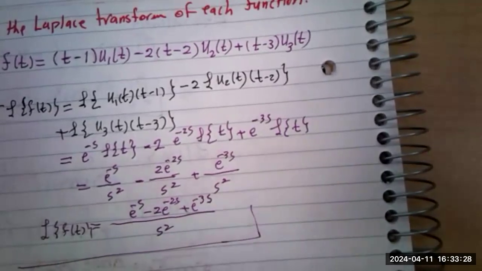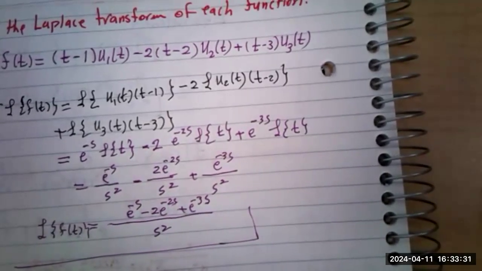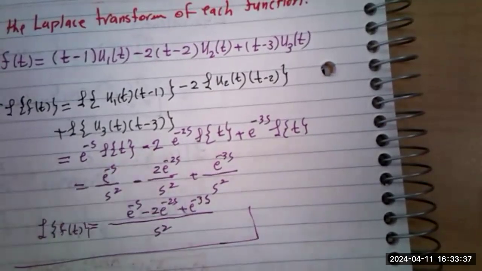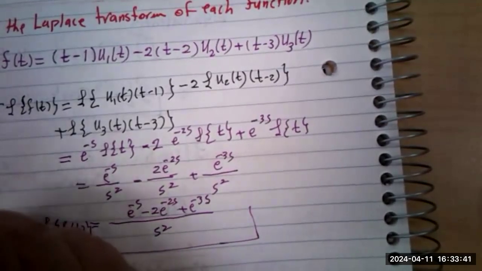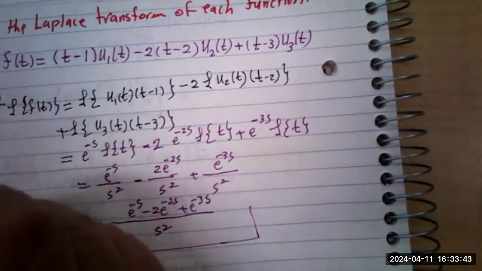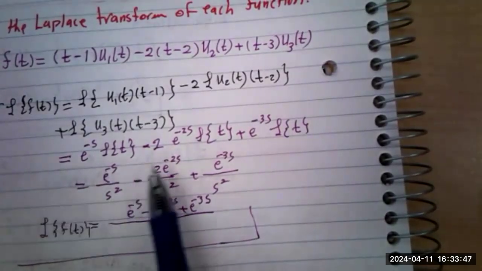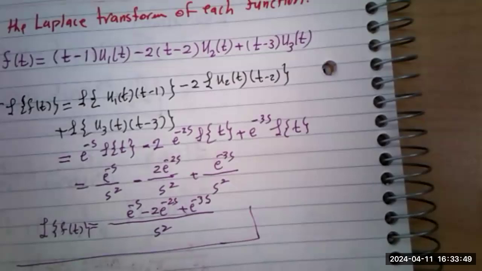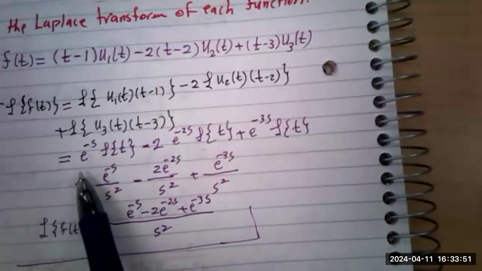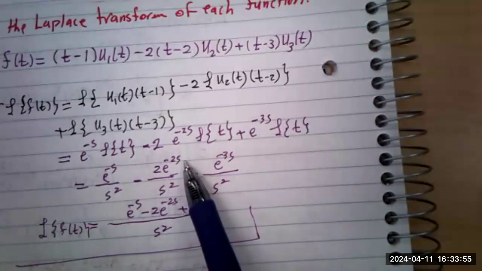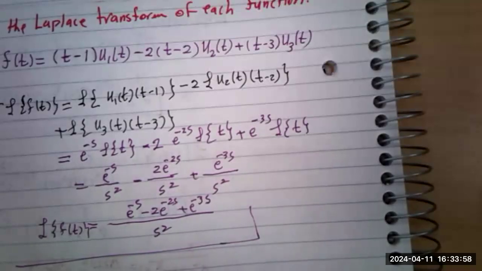Any question? Yes. Why is it all over s squared? Because the Laplace of t is 1 over s squared. Then you have to multiply by those factors, okay? So the Laplace of t is 1 over s squared. All those coefficients are going to be divided by s squared. It's going to be these times 1 over s squared: e to the negative s over s squared, 2e to the negative 2s over s squared, etc.